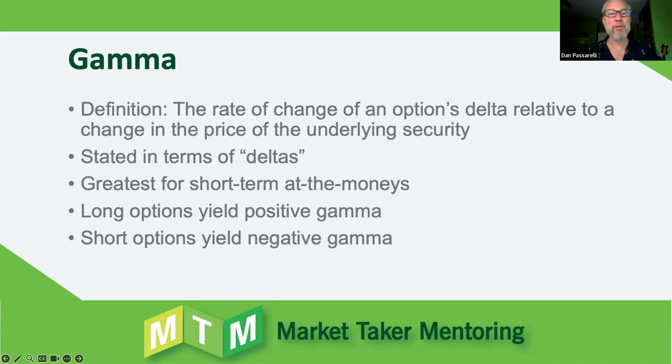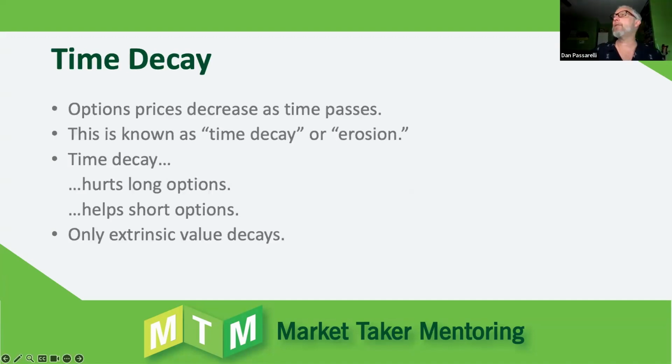Why wouldn't you always be long options? Well, I'm glad you asked. Because of something called time decay. Option prices decrease as time passes, all else held constant. Meaning if the underlying stock theoretically doesn't move at all, then options lose money as time passes. Now, this is a completely independent thing from delta. If the stock goes up, you make money on delta, but you still lose a little bit of money from time decay, or erosion, as it's also called.